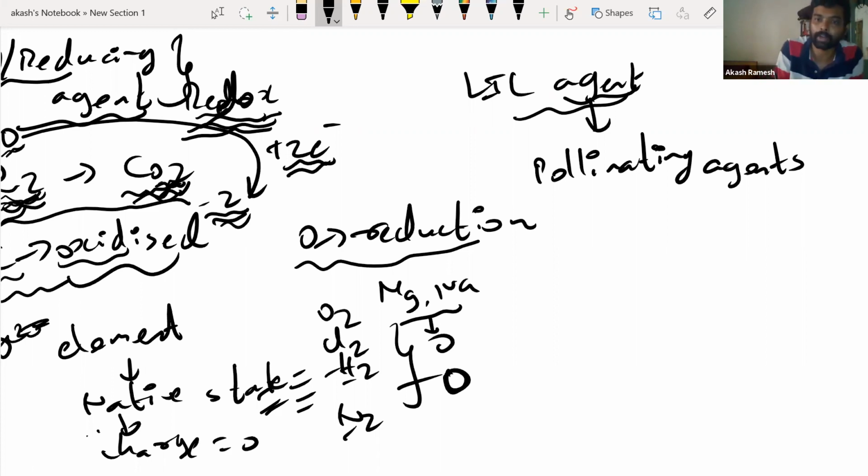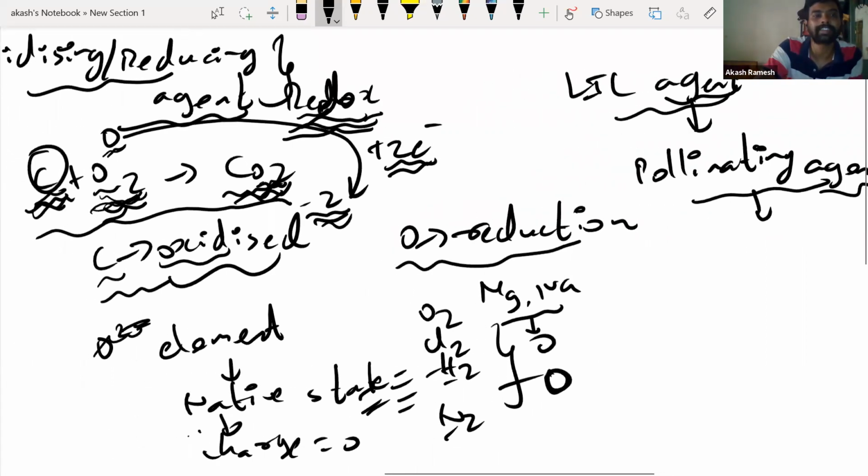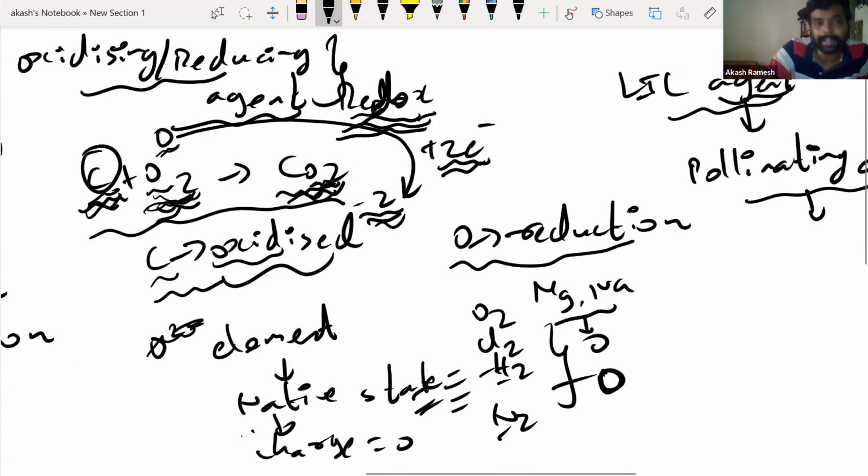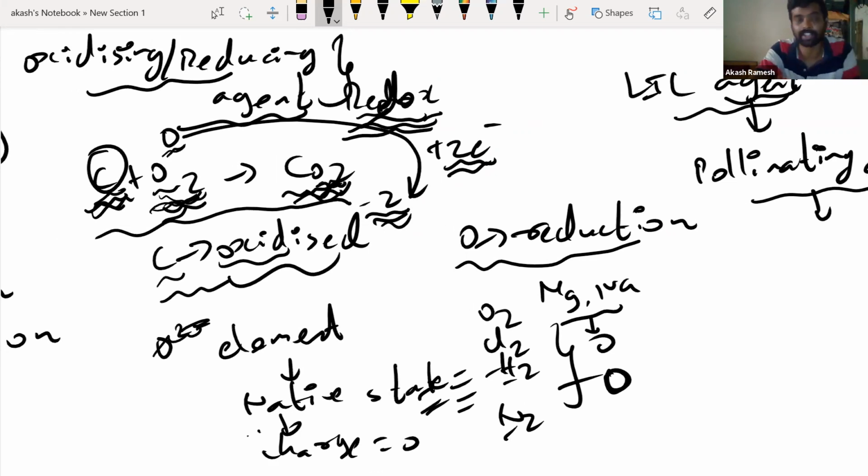So what are they going to do? They are going to help in pollination, as simple as that. So what you understand is that an agent is something which helps in doing something or gets you something. In the same way, an oxidizing or reducing agent helps in oxidation or reduction, depending on what type of agent it is. It is not a big deal for us to find out which is the oxidizing and reducing agent in the reaction.